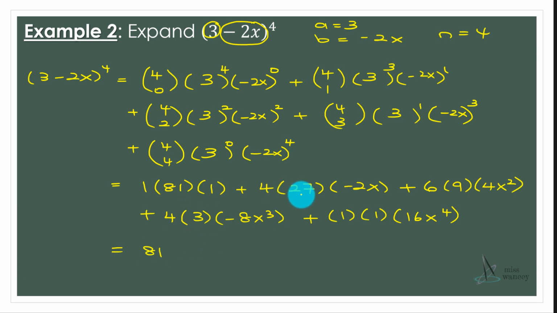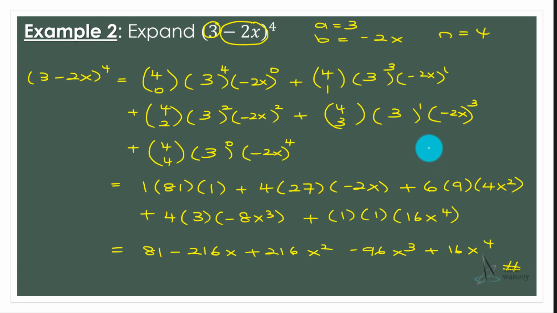4 times 27 times negative 2x, so this is negative 216x. 4 times 9 times 4x squared, so this is positive 216x squared. 4 times 3 times negative 8, so this is negative 96x cubed. 1 times 1 times 16x to the power of 4, so this is 16x to the power of 4. Okay, so done with the second one.